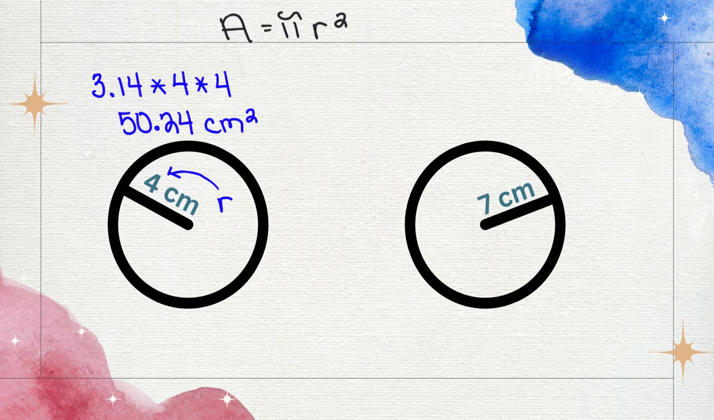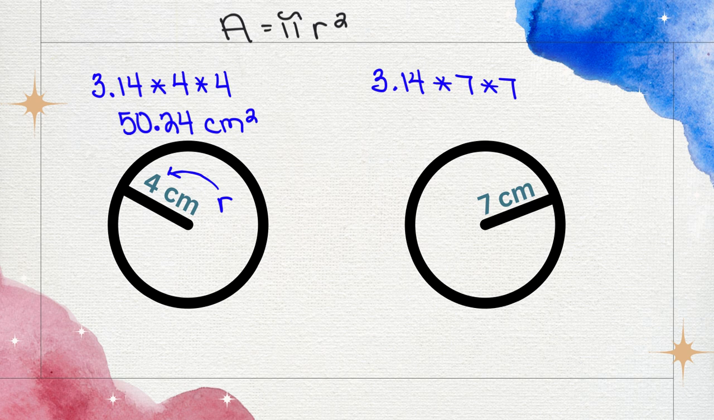Okay, the next one. Let's hear from Emerson. How will we get the area on this next question, please? 3.14 times 7 times 7. Good. 3.14 times 7 times 7. And we have an area answer.